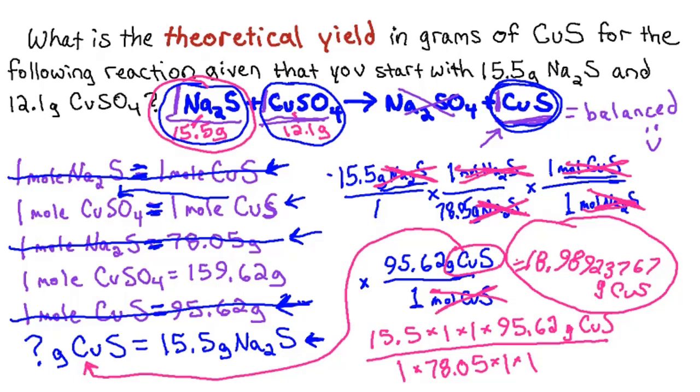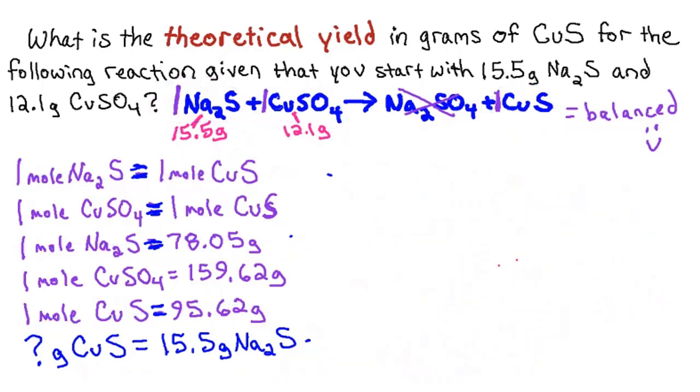So now we need to do this whole thing over again, but with the CuSO4. And the question is not going to be how many grams of CuS is made by 15.5 grams of Na2S. Instead, the question is going to be how many grams of CuS is made from 12.1 grams of CuSO4.